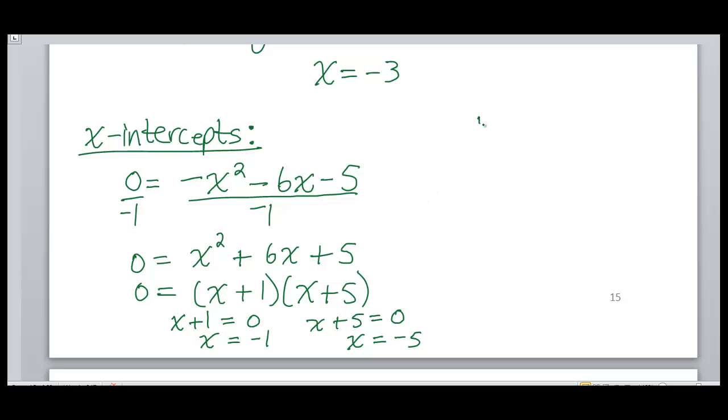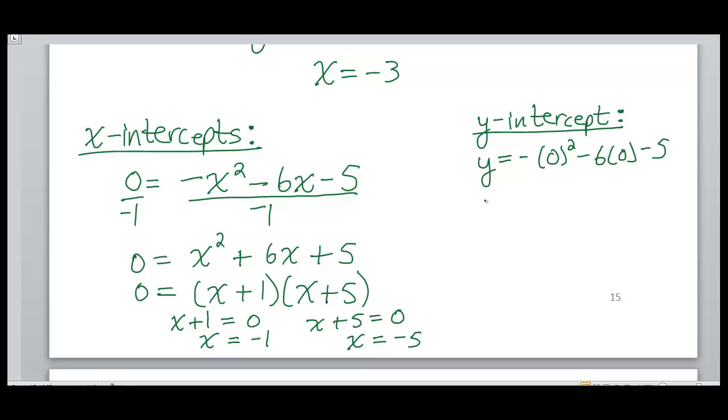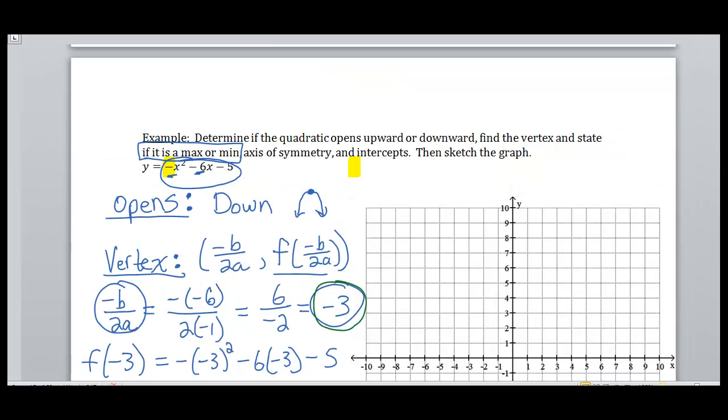Now I'm going to find my y-intercept. All right, and we'll only have one y-intercept. You only cross the y-axis one time. And this time I'm going to let x be 0. So I get y equals -0 squared minus 6 times 0 minus 5. And therefore I get y equals -5 because all of this stuff here cancels. All right, and so I have everything I need to graph, so I'm going to go to my graph and start putting this information into my graph, and I'm going to zoom out just a little bit so I can see a little bit more.